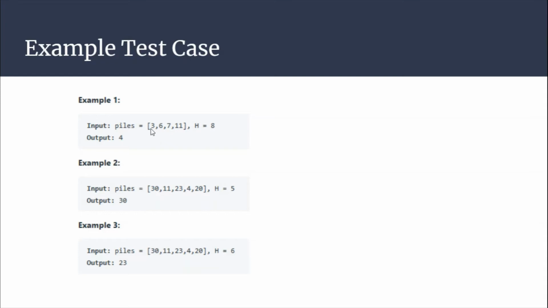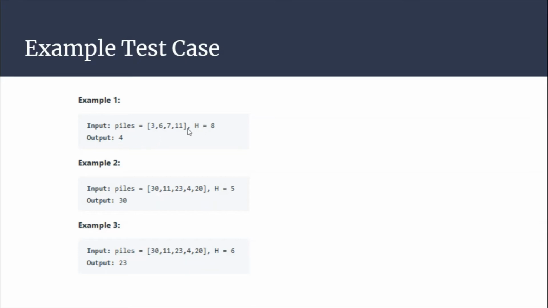to finish the whole piles, the complete piles of bananas. So in 6 hours he is able to completely eat all of the bananas, and 6 is less than or equal to 8, so speed 6 is valid, but we want the minimum. So the output, as you can see, is 4.